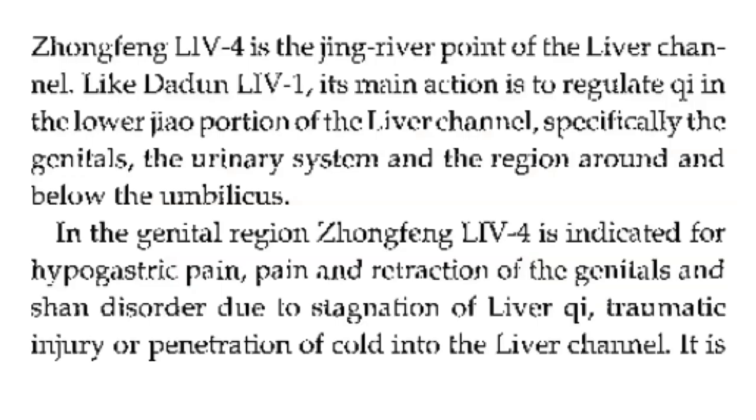Liver 4 is the Jing-River point of the liver channel. Like Liver 1, its main action is to regulate qi in the lower jiao portion of the liver channel, specifically the genitals, the urinary system, and the region around and below the umbilicus. In the genital region, Liver 4 is indicated for hypogastric pain, pain and retraction of the genitals, and shan disorder due to stagnation of liver qi, traumatic injury, or penetration of cold into the liver channel.